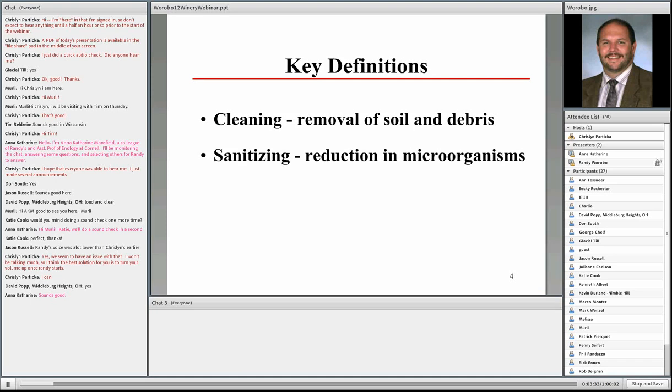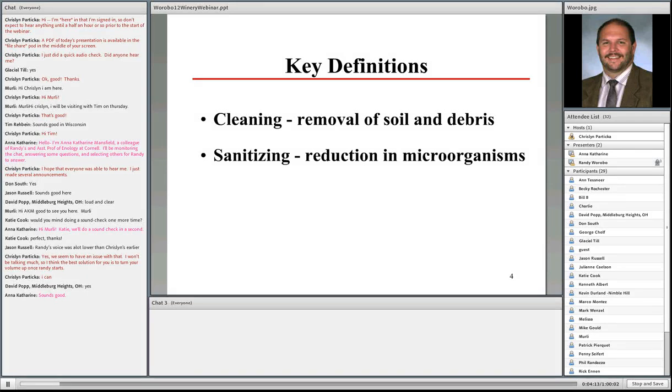Where we have to start off may seem very basic for some of you, but it's very important. There's a difference between cleaning and sanitizing. Cleaning is removing the soil and debris, any organic matter from the surface, whether it be the contact surface that the wine comes in contact with, or the harvesting equipment out in the viticulture. If you don't remove this organic material, the problem is that the effectiveness of the sanitizers or sanitizing treatments that you apply afterward is dramatically reduced.